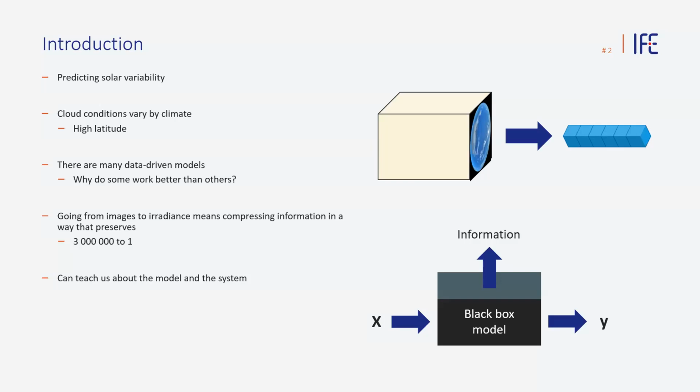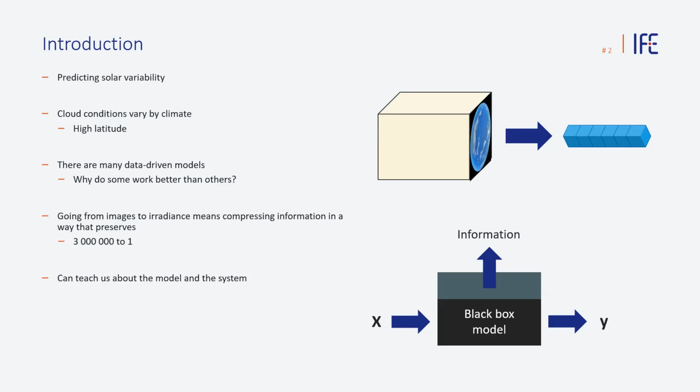This is motivated by, as other people have explained better than me, the usefulness of predicting solar variability, and especially by the unique cloud conditions in high latitudes with very complex multi-layered clouds. And there are many data-driven architectures that we can use to forecast irradiance, but what makes one work and one not is not always so clear and interpretable.